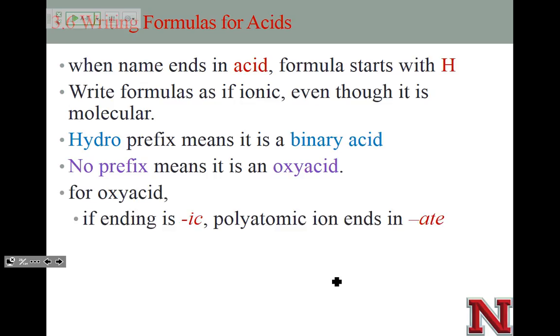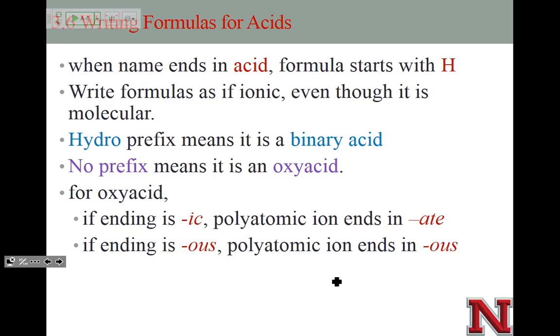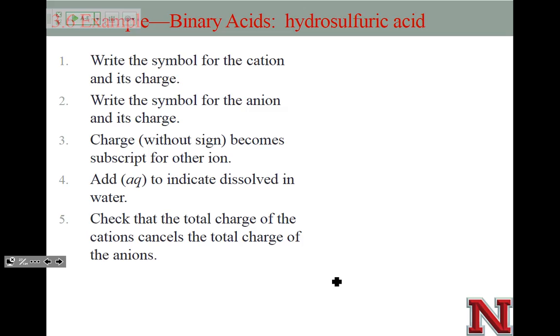So for the oxyacid, if you end in ic, you know you started with a polyatomic ion that ends in ate. And if it ends in ous, you know you started with the ite. Sorry, I'll fix that.